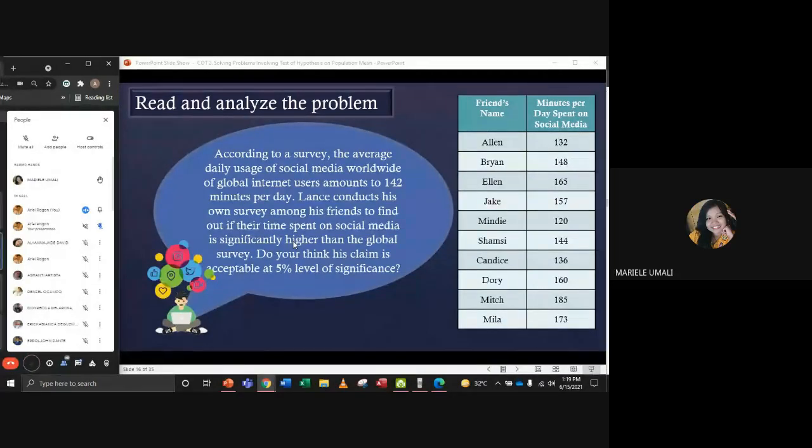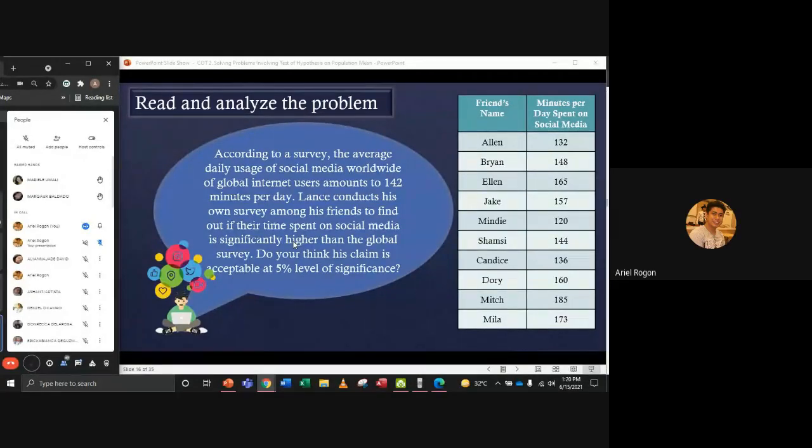Formulate the alternative hypothesis and the null hypothesis. Okay, so that is under the steps of what? What you are saying are the steps of the method that we are using. So what are we going to use to test the claim of Lance? Hypothesis testing. Exactly, hypothesis testing.